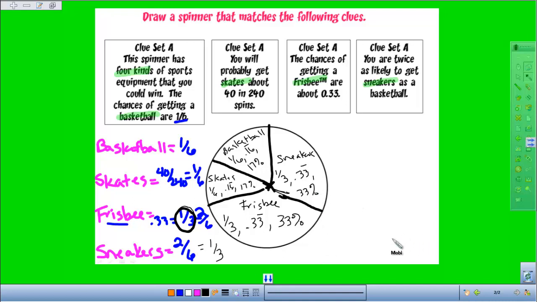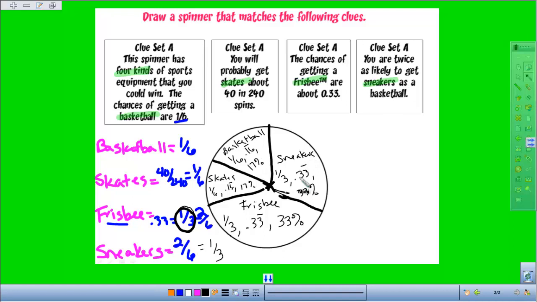When you get done with this spinner, if you think it's accurate, you want to check with all your clue sets. So is the chance of getting a basketball 1/6? Yes. Would you get skates about 40 out of 240 times? Well, that's the same as 1/6. Yes, and it looks the same as basketball. Chance of getting a Frisbee are about 33%. Is that about a third? Yes. And sneakers, is it twice as likely as a basketball? It's like 2 of these. Yes. So I think it's correct.